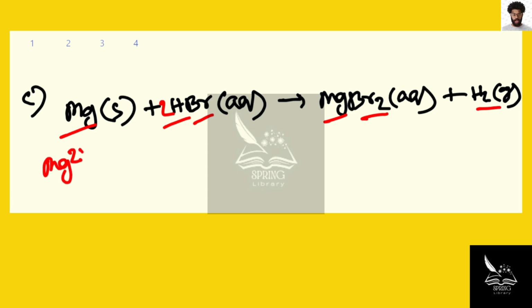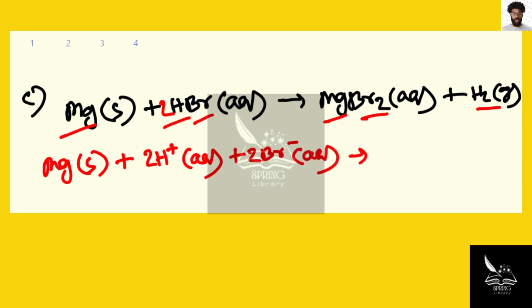It will be Mg2+, oh no, it will be in solid form, the magnesium. Then we will have 2H+ from the HBr. Since it's a strong electrolyte, it will be completely dissociated into its ions. It will be 2H+ and 2Br-, 2 hydrogen and 2 bromide ions.